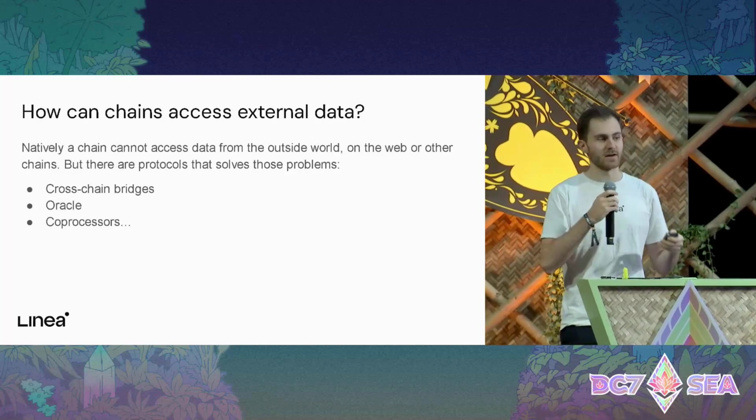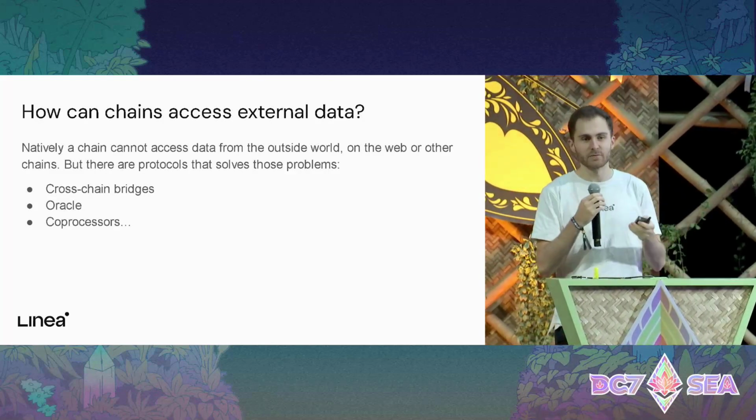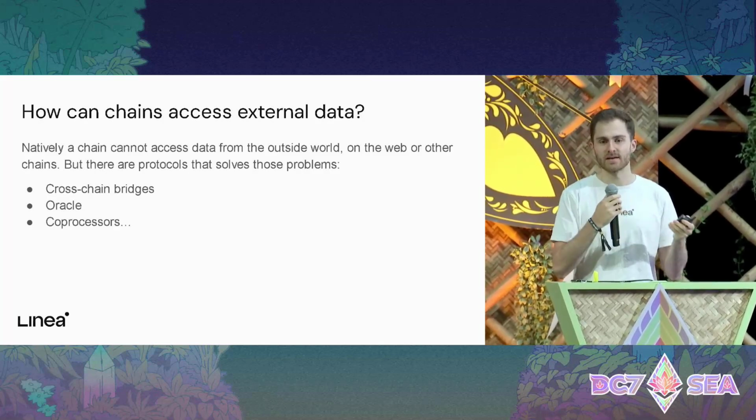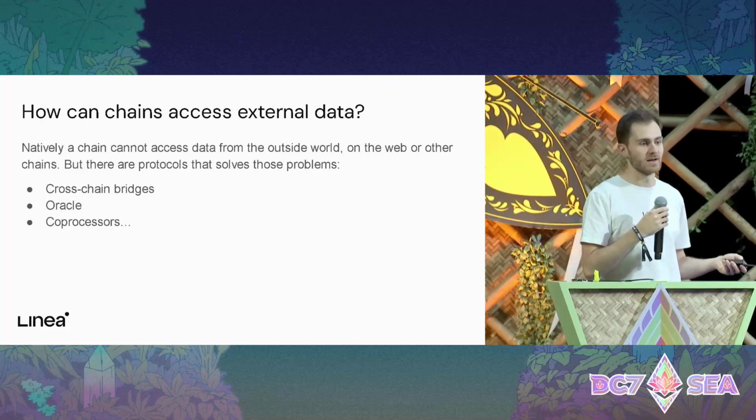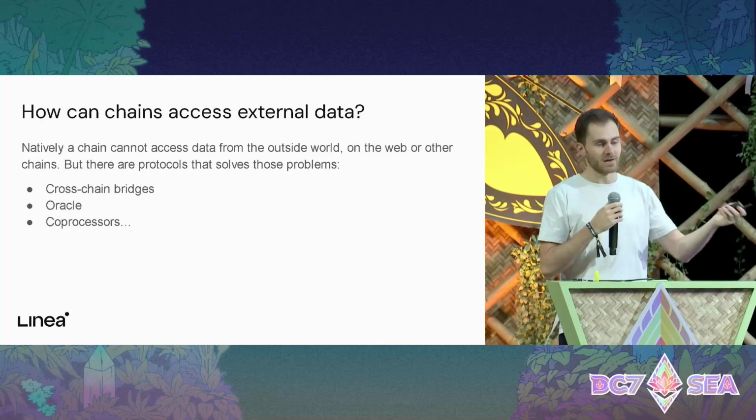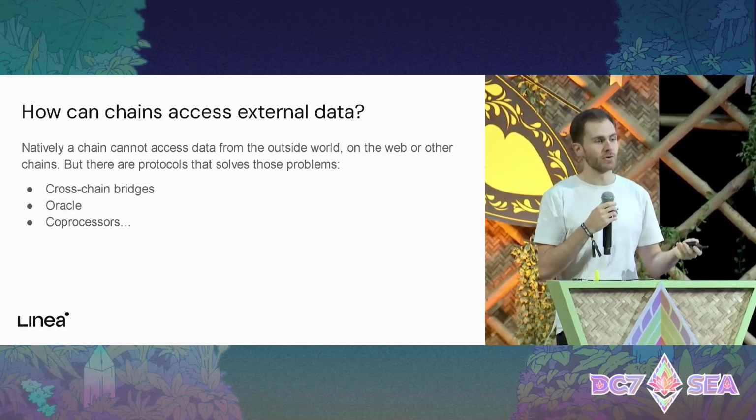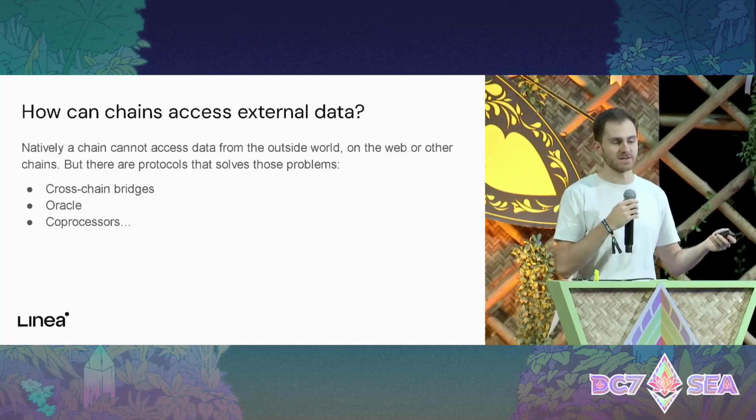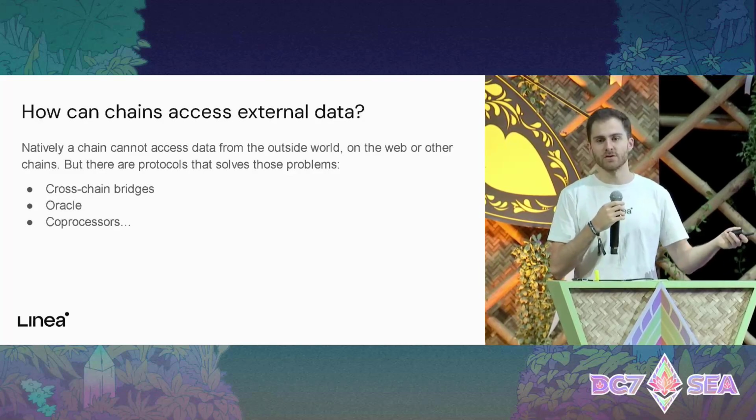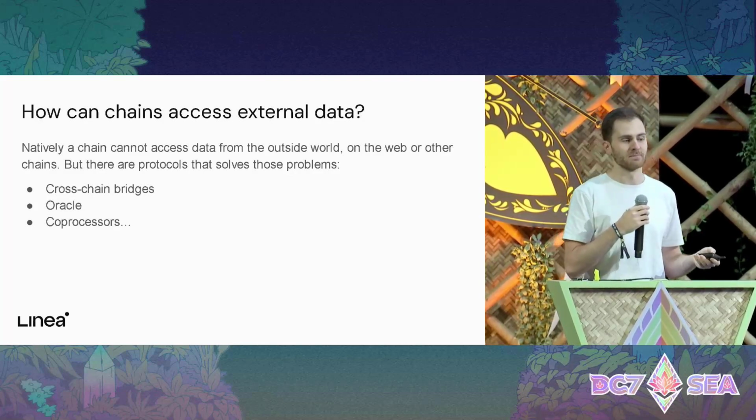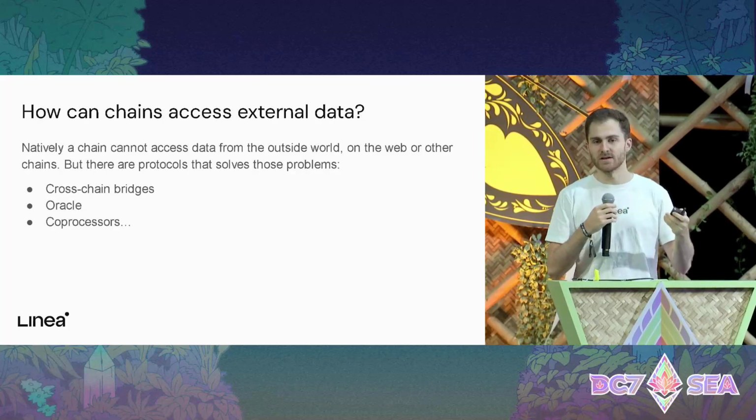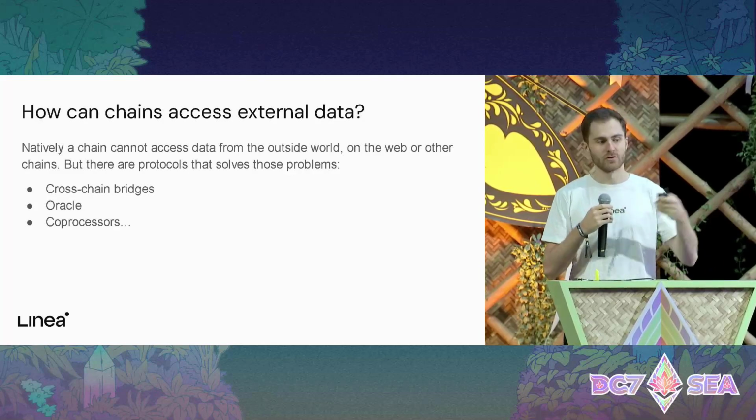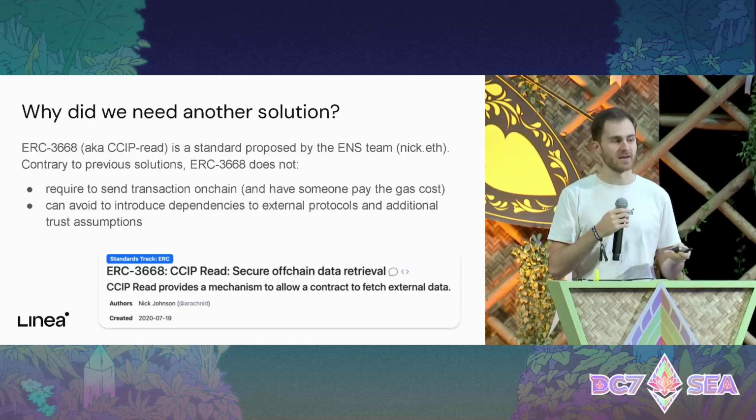So maybe to set the context, let's just talk about how we can access external data. I think most of you know, but natively, a chain cannot access data from the external world, whether it's other chains or the web. But over time, we built some other protocols that solve those problems. The main ones are bridges. Most known if you want to bridge assets, so coins, NFTs, but there are also message bridges that let you send a transaction on chain A and it executes a transaction on chain B. There are also oracles that are well known for price feeds mostly, but most recently, they have been creating more generalized implementations, such as Chainlink Functions and others. And lately, we have also coprocessors that are enabling those kinds of use cases.